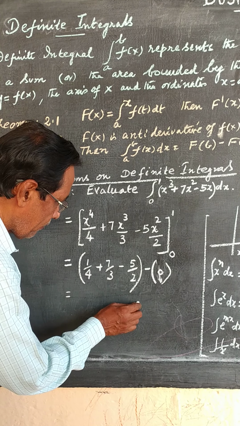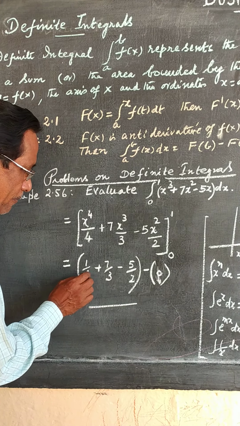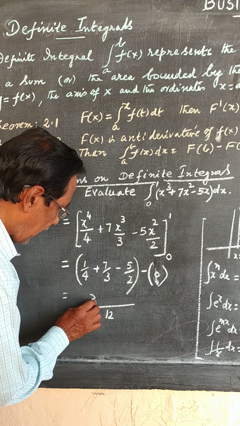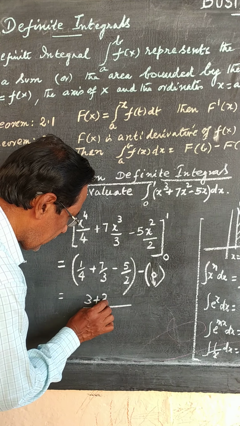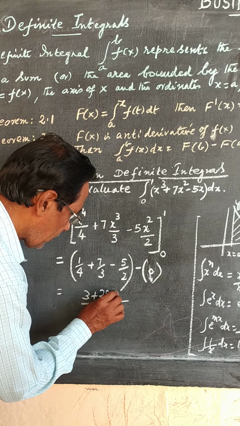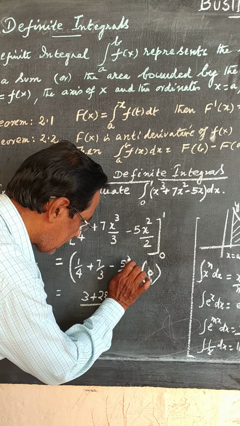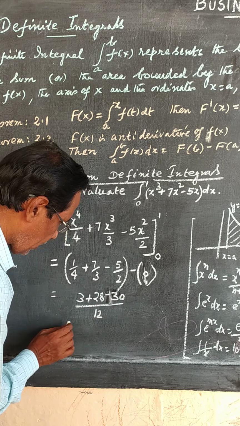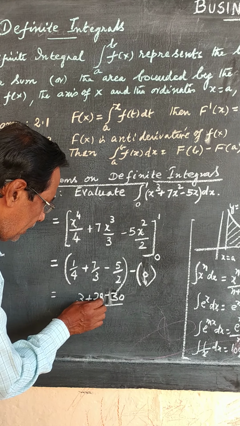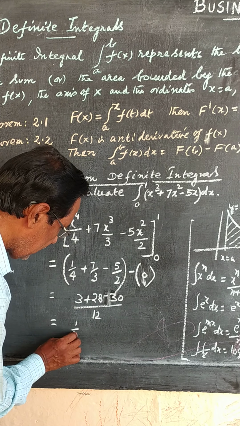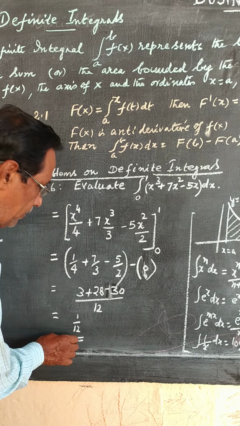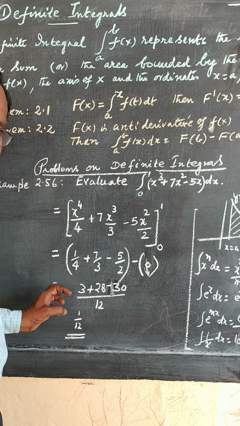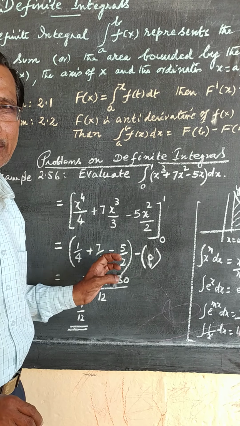On simplification, we get, what is the LCM for this? 12 is the LCM. 3 plus 28 minus 30. 31 minus 30 is 1 by 12. This is the answer for this. So in any indefinite integral we will get some standard result, but it will not be with the C.